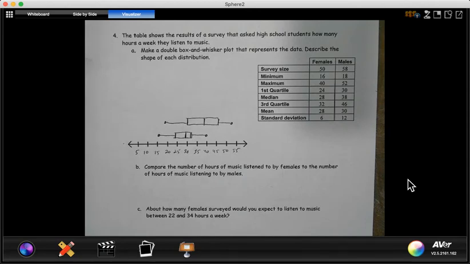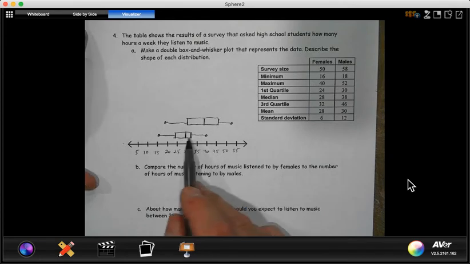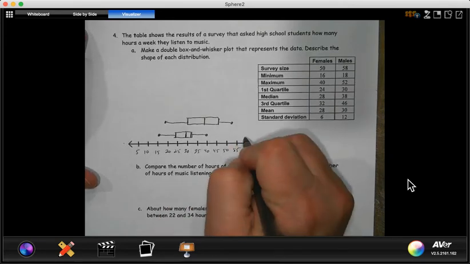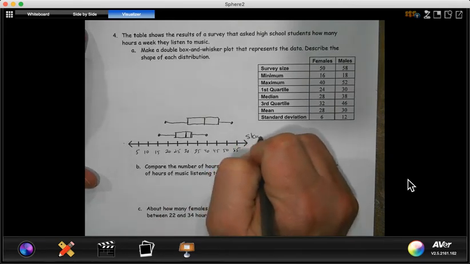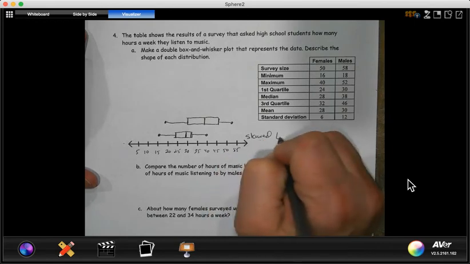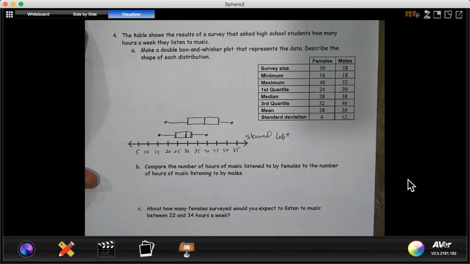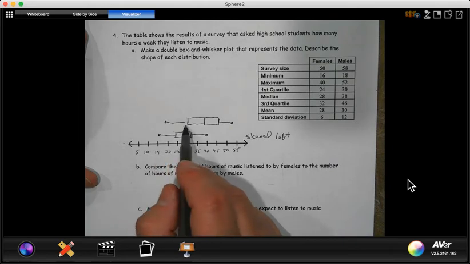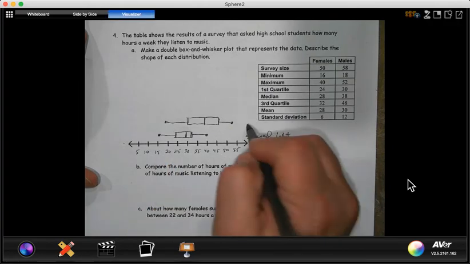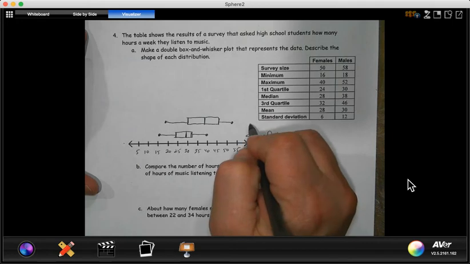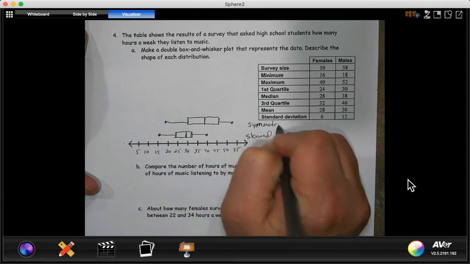Describe the shape of each distribution. So I think the women is for sure skewed left. And I think the guys, I mean, it could be skewed left, but it also could be centered. It doesn't look like, I mean, this tail is longer, but it's not that much longer. So I would accept, if this were a test question, I would accept symmetric or skewed left. But we'll just say symmetric for fun.